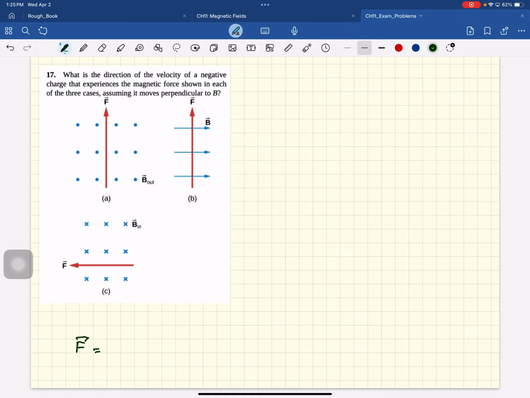Okay. So the force on a charged particle is q V cross B. What we can do is use the right-hand rule, figure out what direction a positive charge needs to move to get that force. Okay, so the magnetic field is coming out of the sheet.